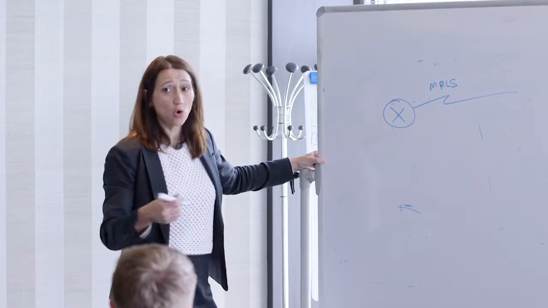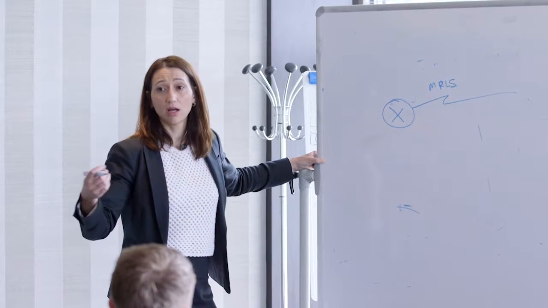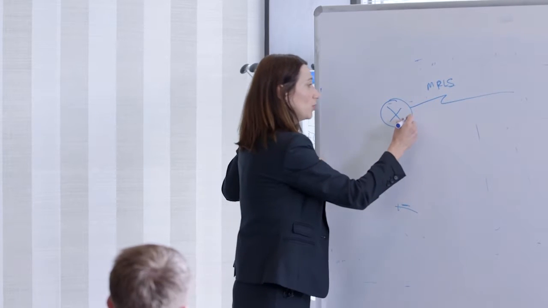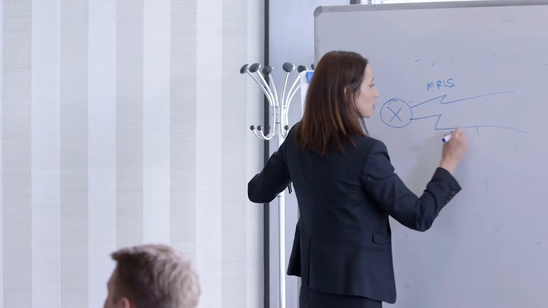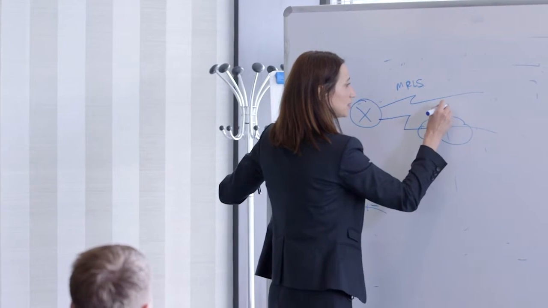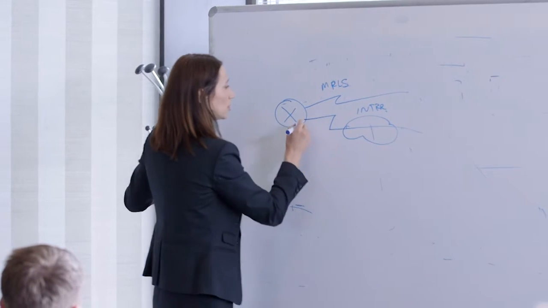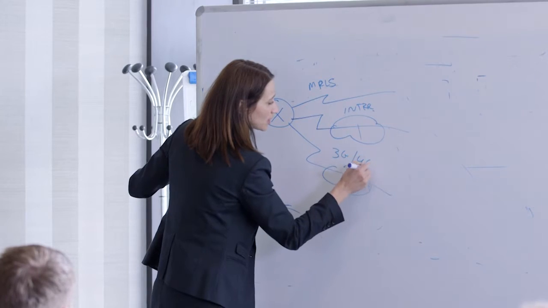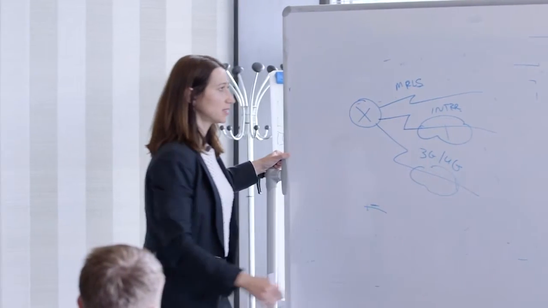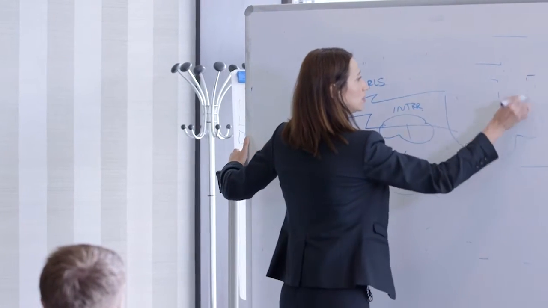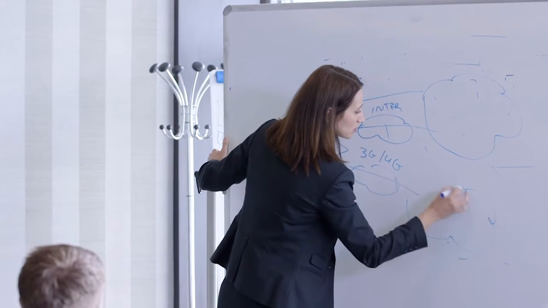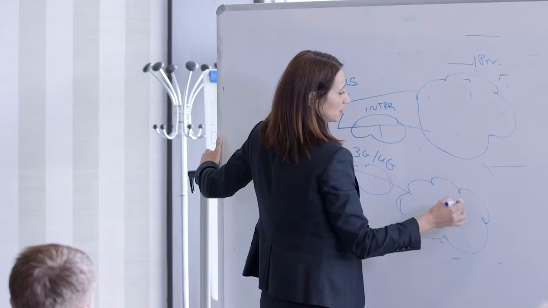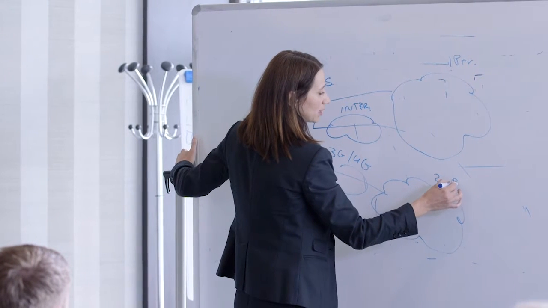How can you cope with the increasing cost of the WAN? You can use other technologies like the internet, or 3G, 4G if you don't have internet and you are in a remote site, to connect to different clouds. Okay, that's your private, and this is your public.